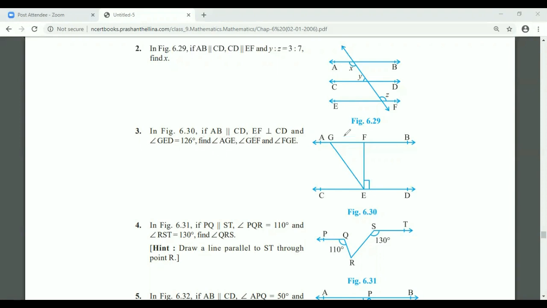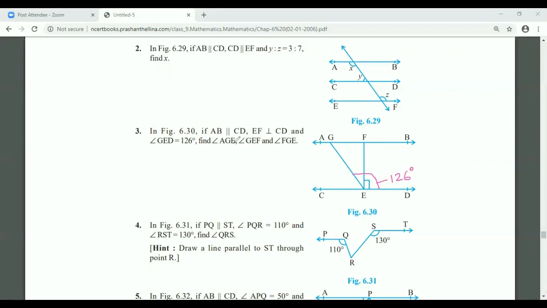So first, given AB is parallel with CD. Then EF is perpendicular with CD. So the baseline CD and EF are perpendicular. That means there is a 90 degree angle made between these two lines. Then GED is 126 degree. So the given measurement is 126 degree. GED means this angle. This angle has measurement 126 degree.